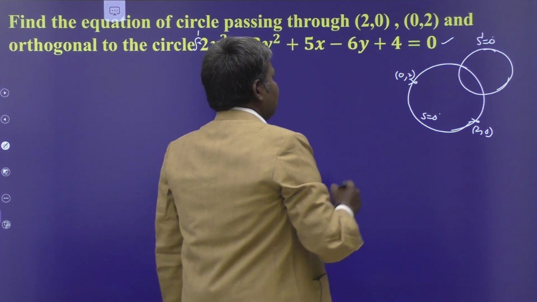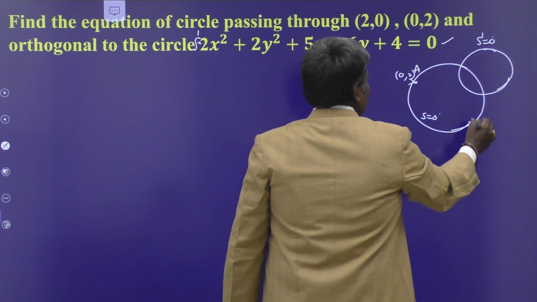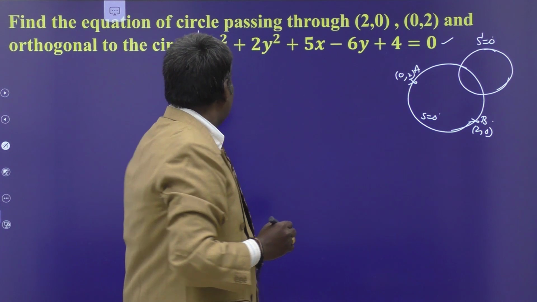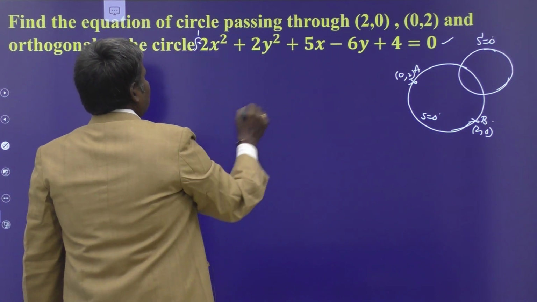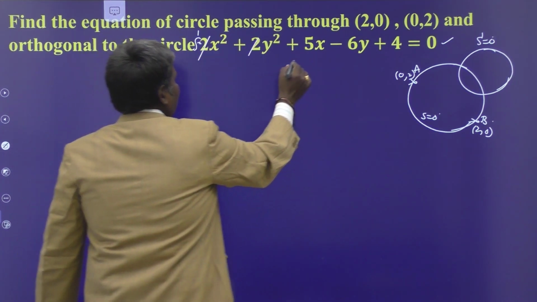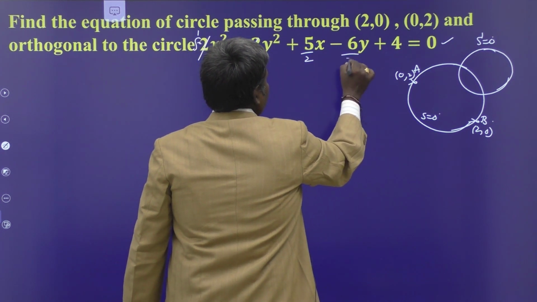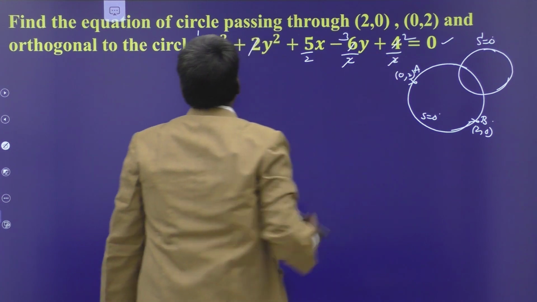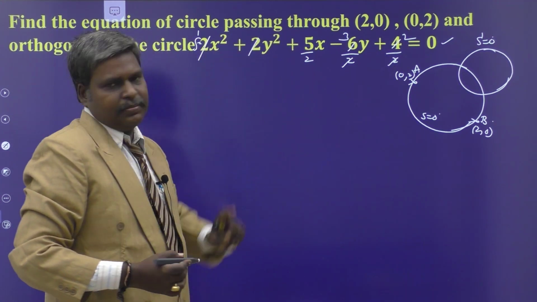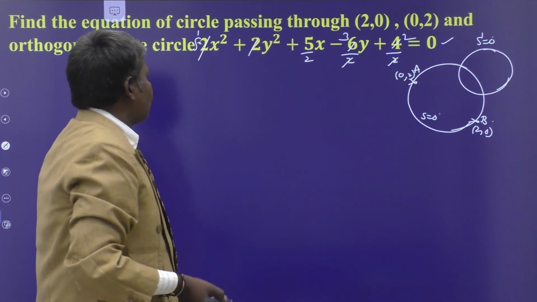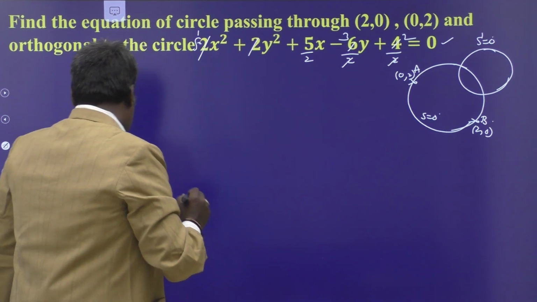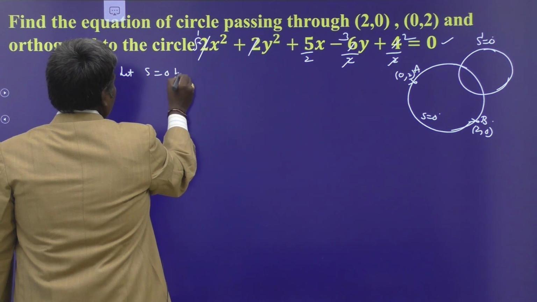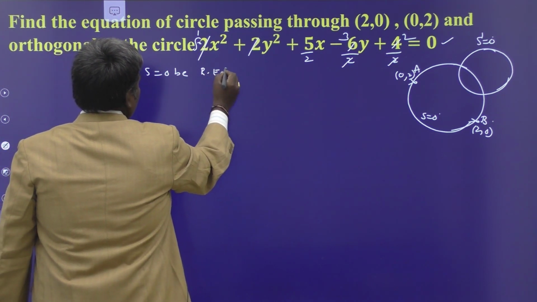So what are the three conditions? Passing through 2 points are two conditions. Intersecting orthogonally is the third condition. Now itself your circle is not in standard form. You have to divide by 2, so this is the standard form. Okay, let us say S = 0 be the required equation of circle. Same procedure.